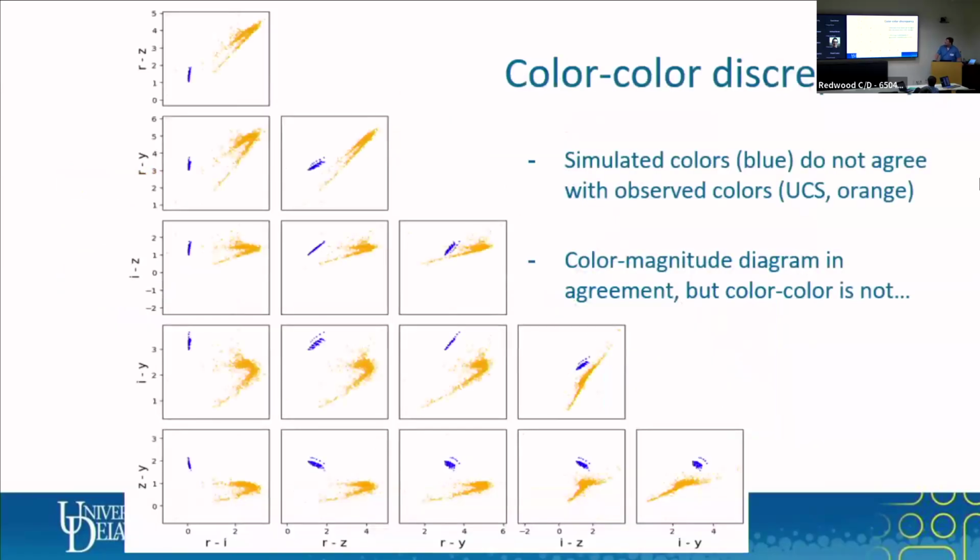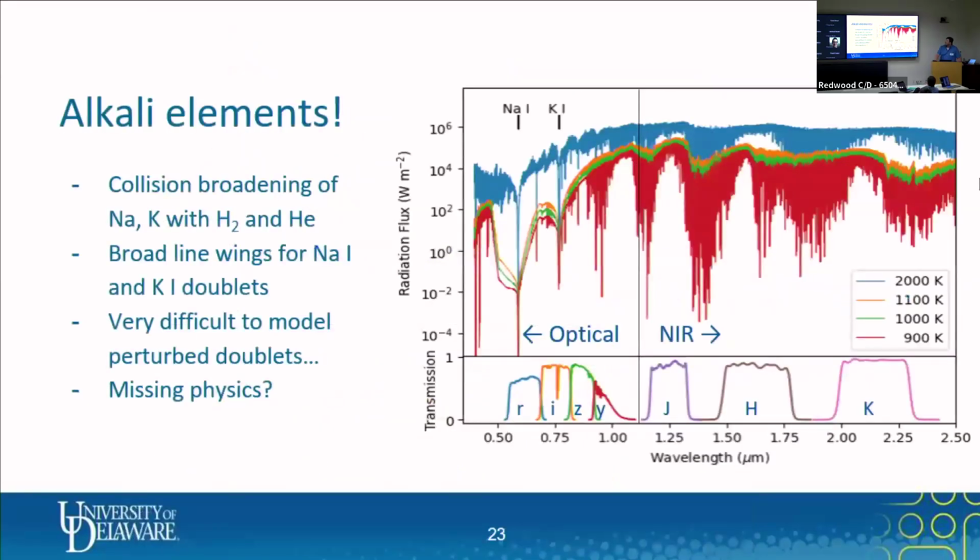However, when we introduce the R and the I bands and we go to color, here we have a corner plot with every color combination you can make with the R, I, Z, and Y bands. Our simulated blue colors don't match at all. Not even like the wrong parts, just nowhere. So that's a problem.